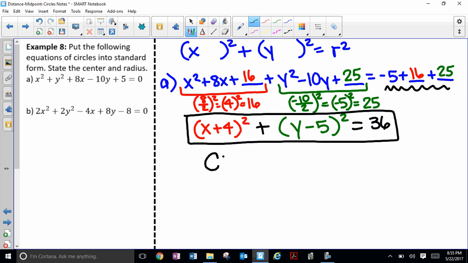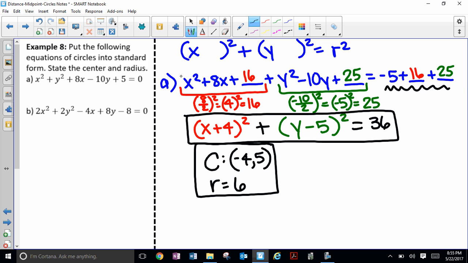Okay, so then the center is at negative 4, 5. Remember, it's opposite of what it looks like. And the radius is 6. So probably how they'll ask you is either ask you for the center and radius, or maybe one or the other, and you would have to put it in standard form first in order to be able to answer that.